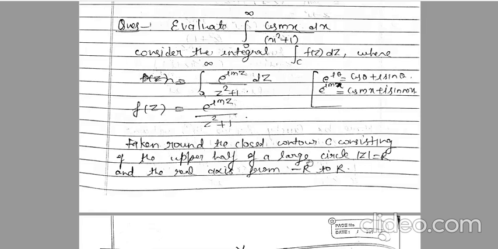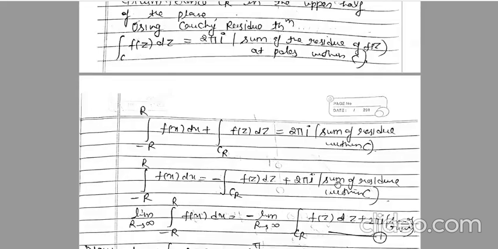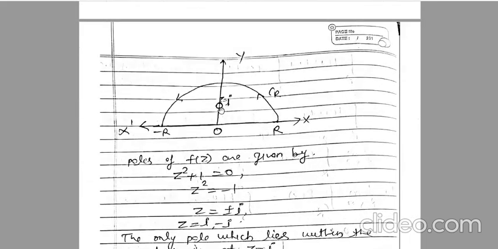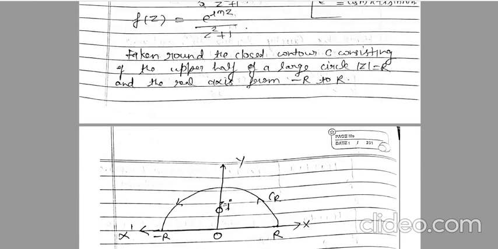So here now we can follow our previous method. Take the closed curve C consisting of the upper half of a large circle |z| = R, and the real axis from minus R to R, this figure. We are talking about this figure. That means the real axis from minus R to R and the semicircle of radius R, C_R, right? Now poles of f(z) are given by, we will calculate poles.